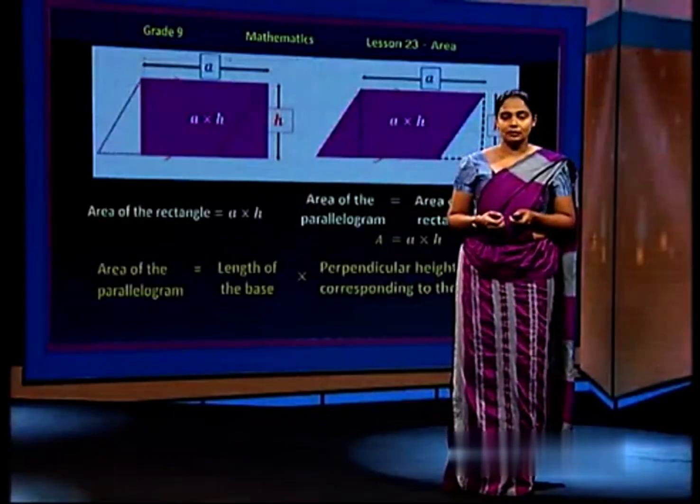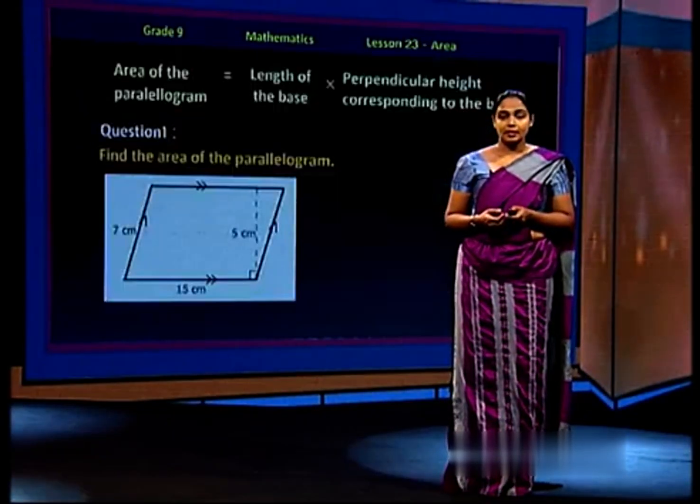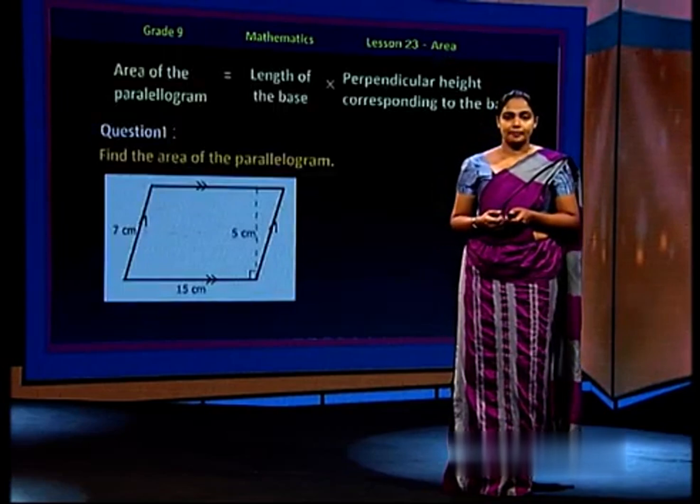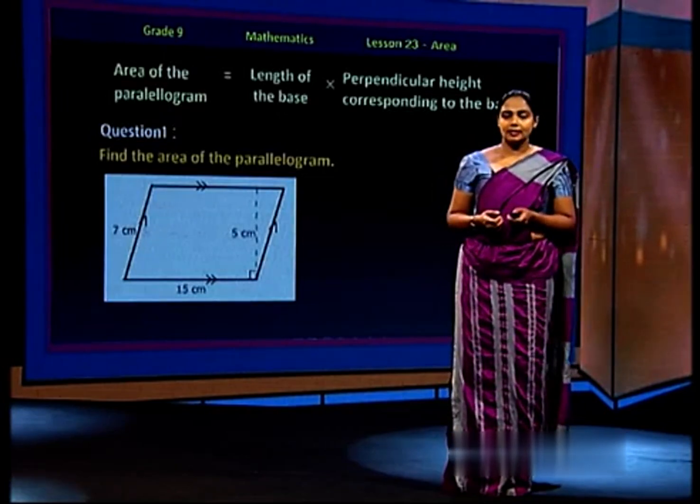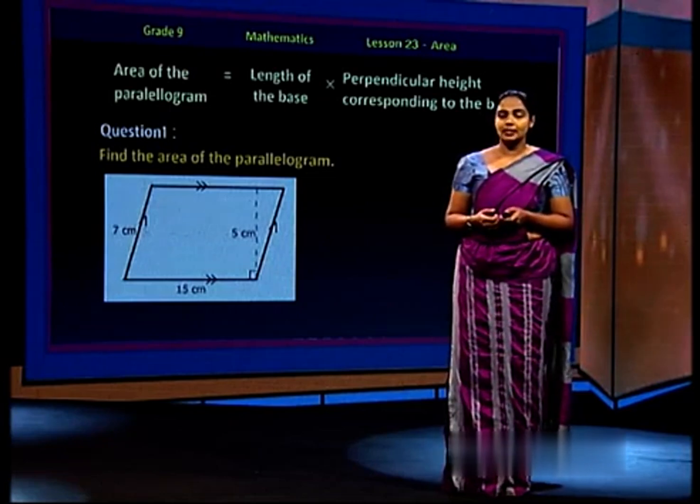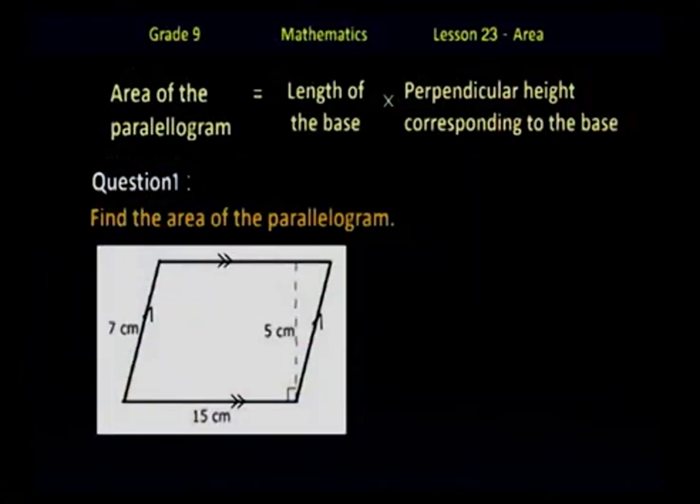Now let's go to question number 1. What is question number 1? There is a parallelogram. You should find out the area. Then the sides of the parallelogram are given. One side is 15 centimeter and the other side is 7 centimeter. Then there is another line showing perpendicular height.